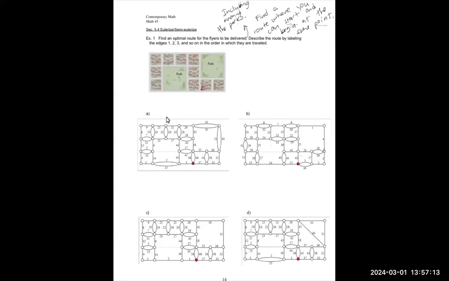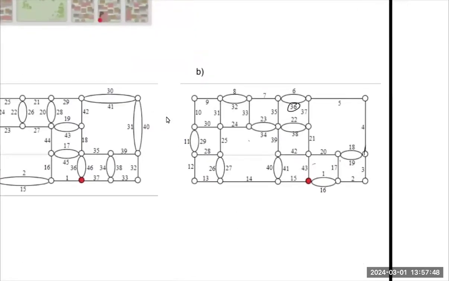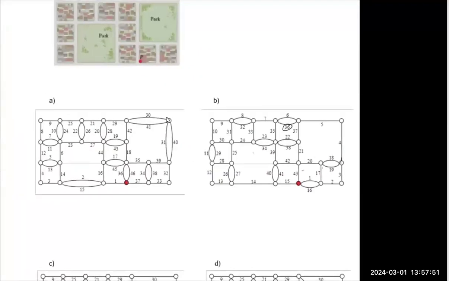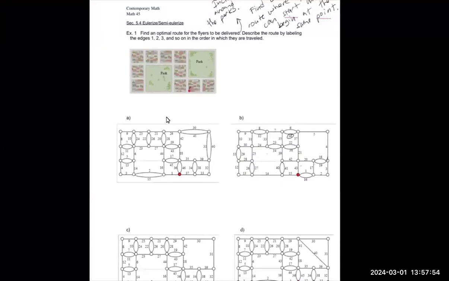All right. So they want us to find this optimal route to put the flyers out, and they want us to describe the route, so they give us answers A, B, C, D to choose from. And we're going to kind of cheat with this method: we're going to do exactly what we did last time. We're going to Eulerize the graph, and then we're going to pick which picture best fits our Eulerized graph. And we're not going to worry so much about the little numbers that they have on here. We're just going to worry about which one matches our Eulerized graph.